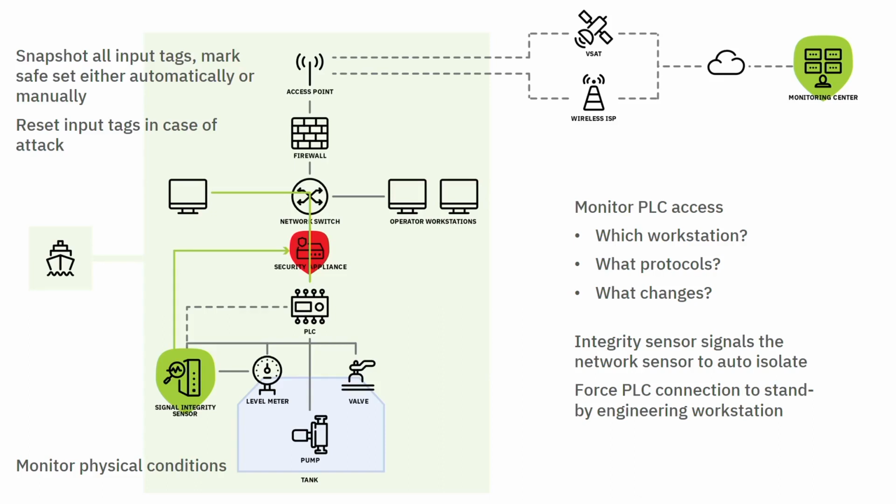So now this one is obviously a one-to-many relationship. You will have one of these security appliances for hundreds of PLCs, okay? So it should already be there. There should be an API, and the signal integrity sensor can signal to it and then auto-isolate the workstation.